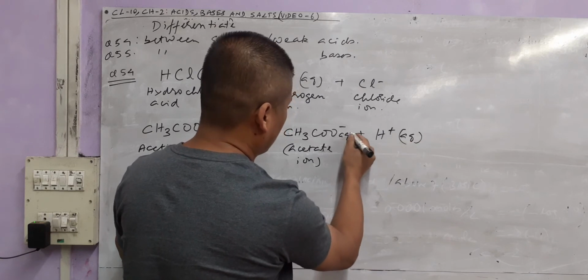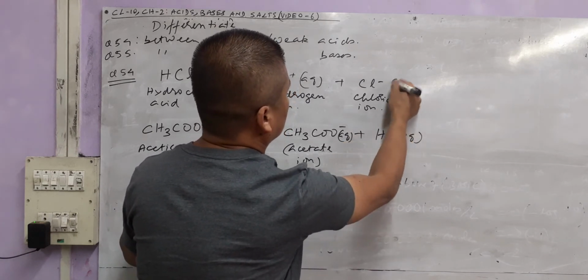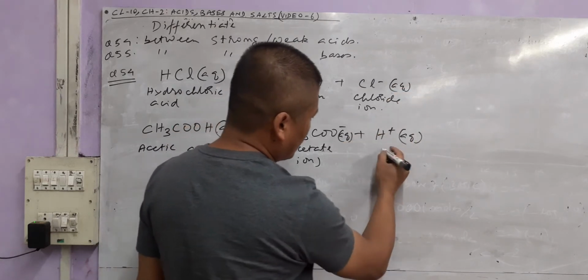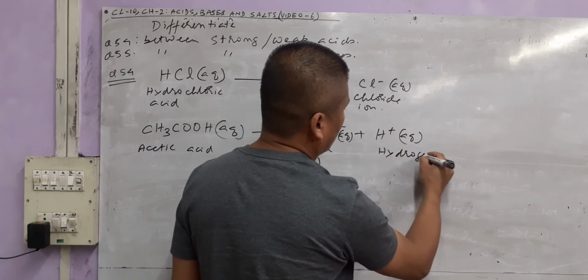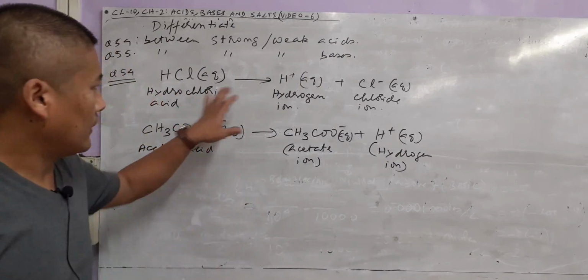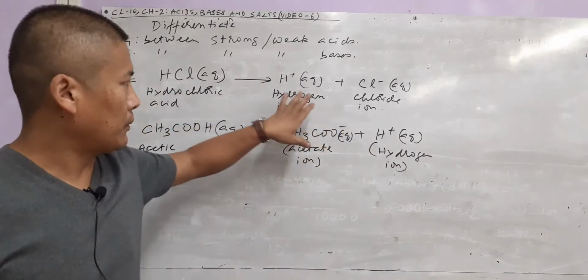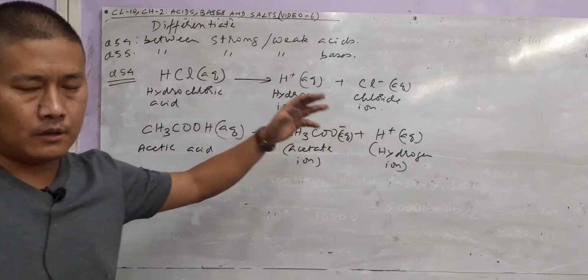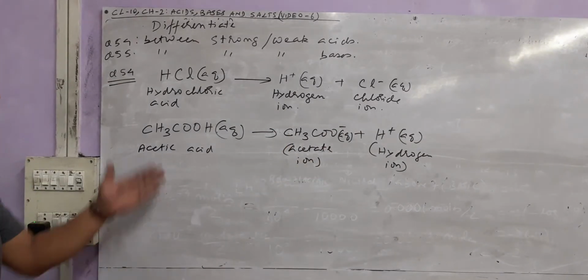So this is aq at the back, so that you know it's dissolved in water. So here, this is your hydrogen ion. Now you know very clearly both of these are acids because both are releasing hydrogen ion. Any substance capable of releasing hydrogen ion in water, definitely an acid, we know. But what is the difference between these two?